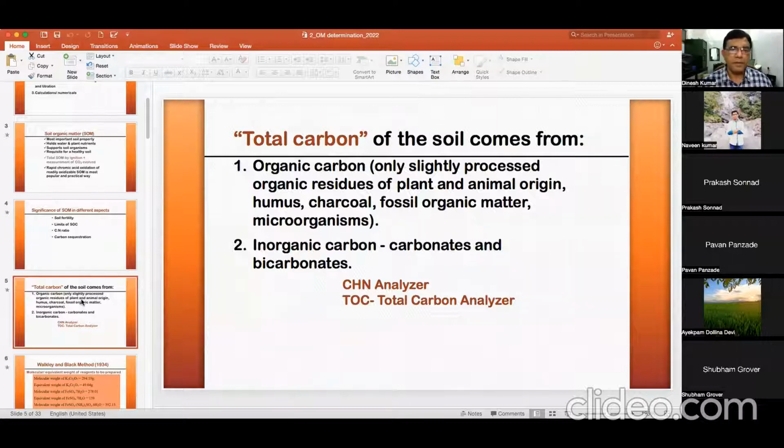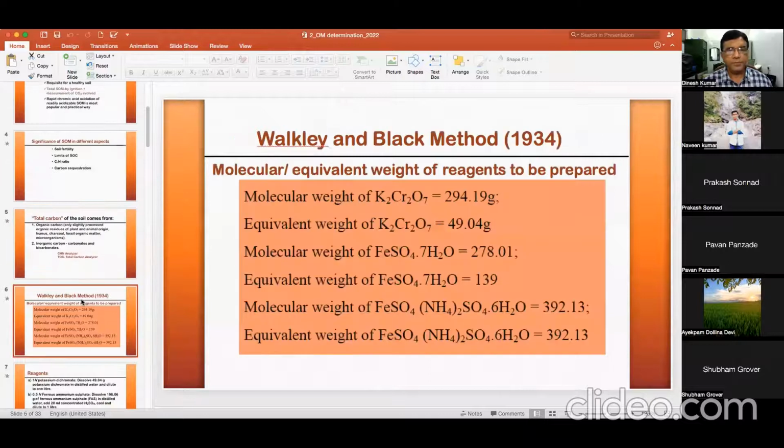Inorganic carbon, you must remember, is mostly or rather only carbonates and bicarbonates. So carbonates may be associated with some positively charged ions, like sodium carbonate, calcium carbonate. Mainly it is calcium carbonate and calcium bicarbonate, magnesium carbonate, etc. So these are inorganic sources of carbon.